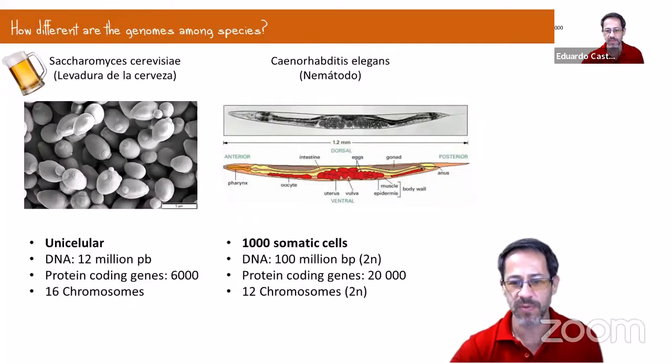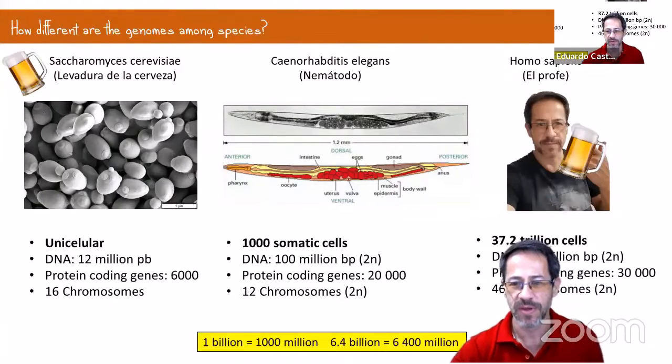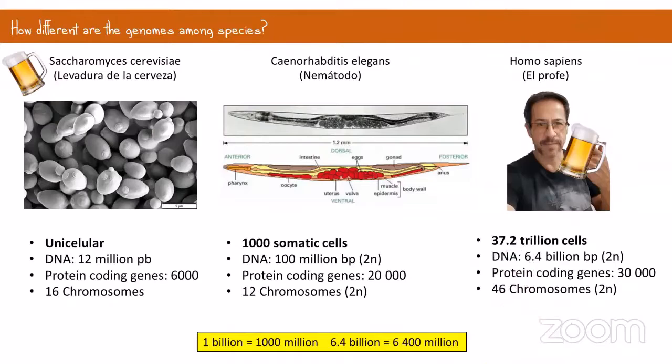But what happens when we go to Homo sapiens, or the human being? So I'm drinking the beer that the yeast produced. We have a lot more cells than these organisms, the nematodes. Our genome is much larger. C. elegans has 100 million base pairs, and in humans, we have 6.4 billion base pairs. So it's a lot larger.